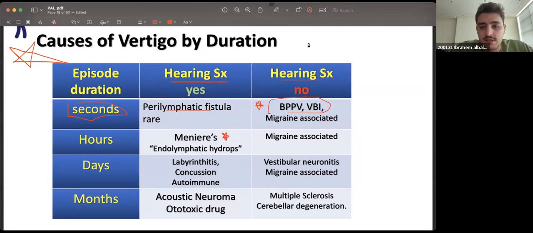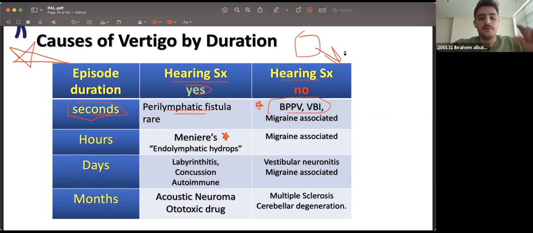Perilymphatic fistula, basically, as I said, you have your inner ear, it has fluid, okay? If the fluid leaks out of the inner ear, you can imagine that creates problems and you'll get vertigo because the vestibular system is not working. So the fistula basically means that the fluid inside the inner ear is leaking. The episode will be for a few seconds and you will have a hearing loss because the fluid is leaking from both the cochlear part and the vestibular part.